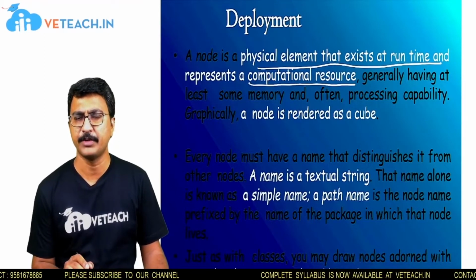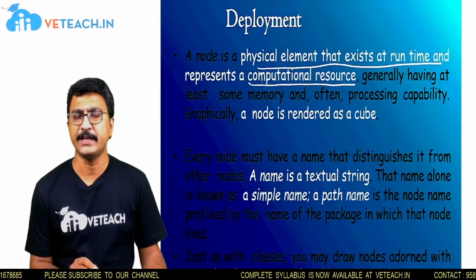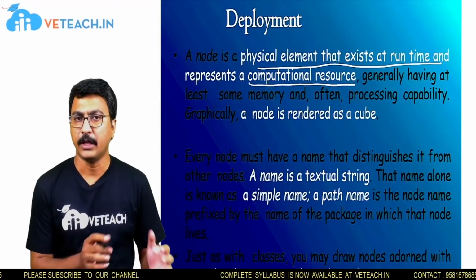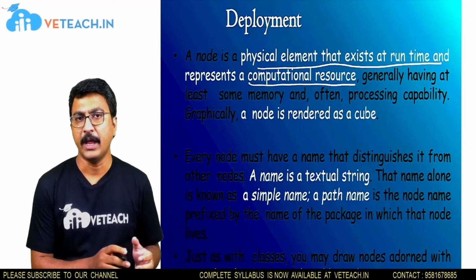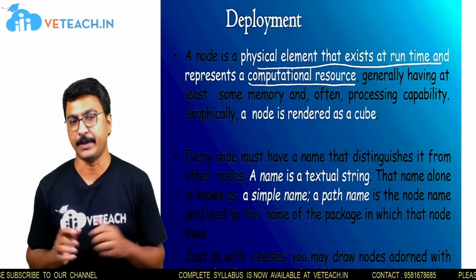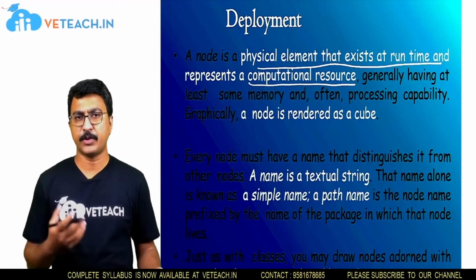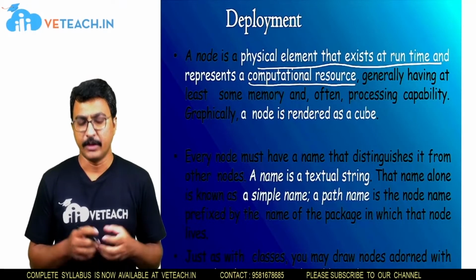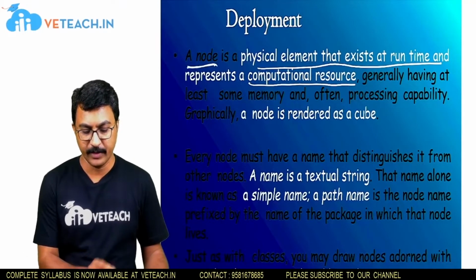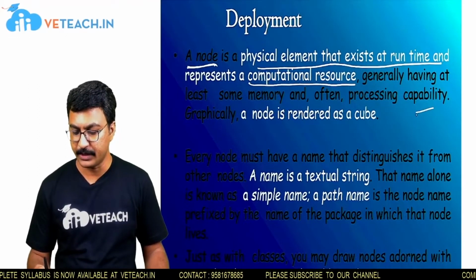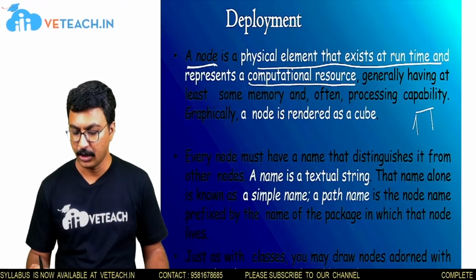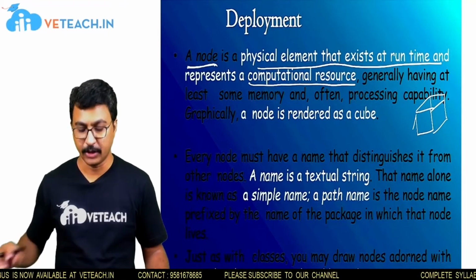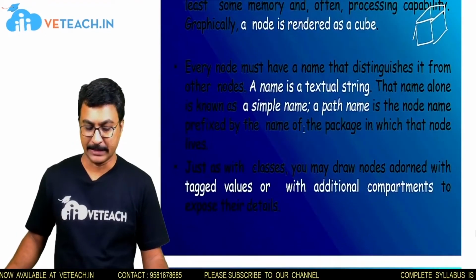So what do you mean by computational resource? It means that it has the capability of both its own memory and its own processing capability. So when combined with processing capability and physically existing memory, these two represent a node. How do we represent a node? A node is represented as a cube. So a cube represents deployment.